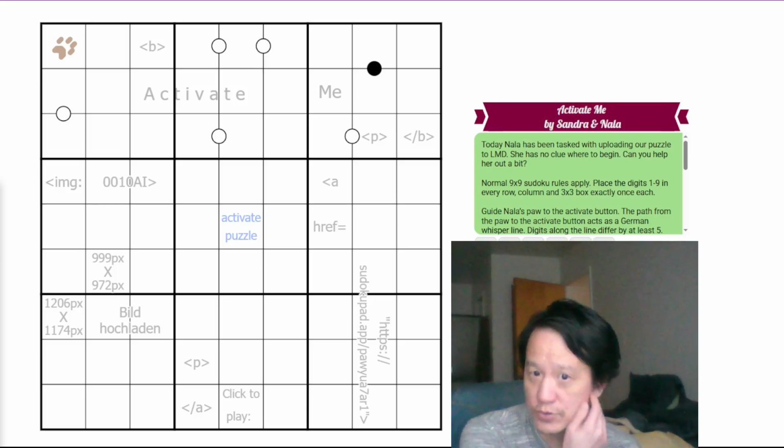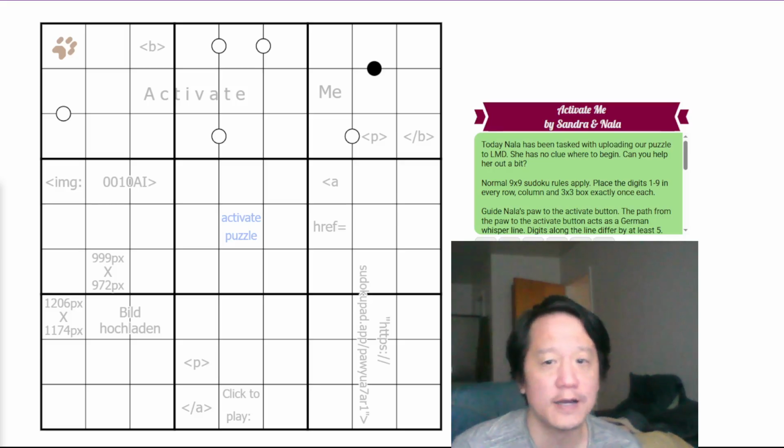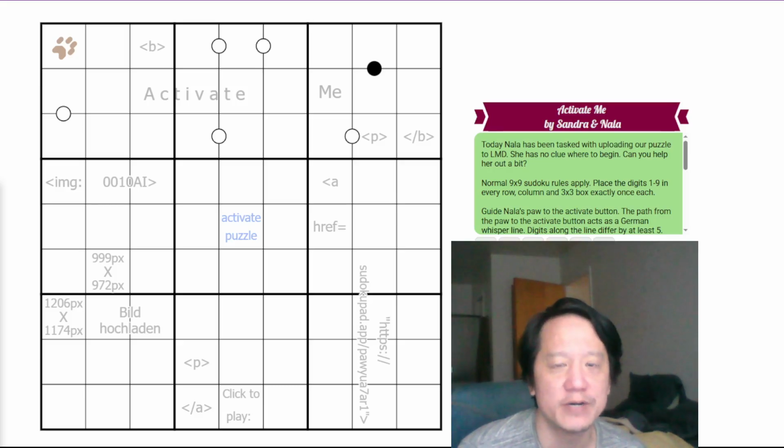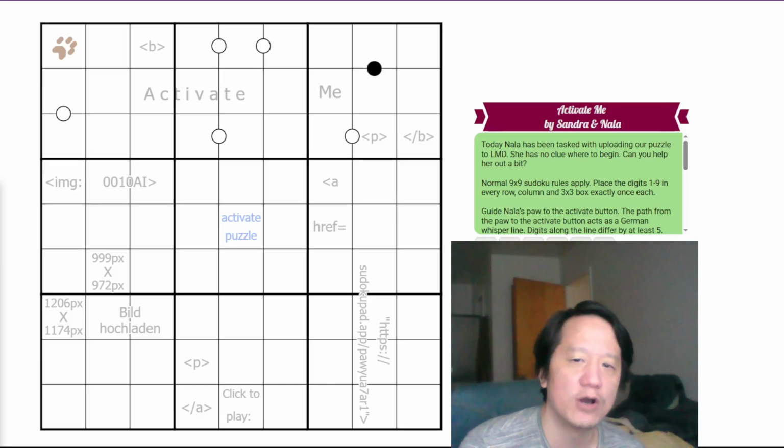And here are the rules. Today, Nala has been tasked with uploading our puzzle to LMD. She has no clue where to begin. Can you help her out a bit?